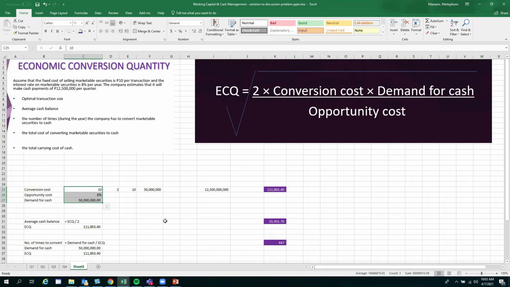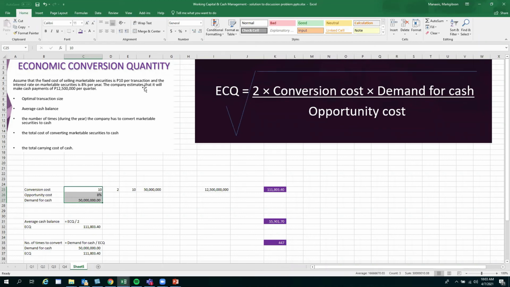Anyway, let's do this problem on economic conversion quantity. Assume that the fixed cost of selling marketable securities is 10 pesos per transaction. So this is your conversion cost. The interest rate on marketable securities is 8% per year. The 8% here is the opportunity cost, kasi ito daw yung magiging earnings niya kung mag-stay siya as marketable security. But since we're going to convert it to cash, wala na yung chance natin to earn from it. So that's why it's a foregone benefit, so we call it opportunity cost.